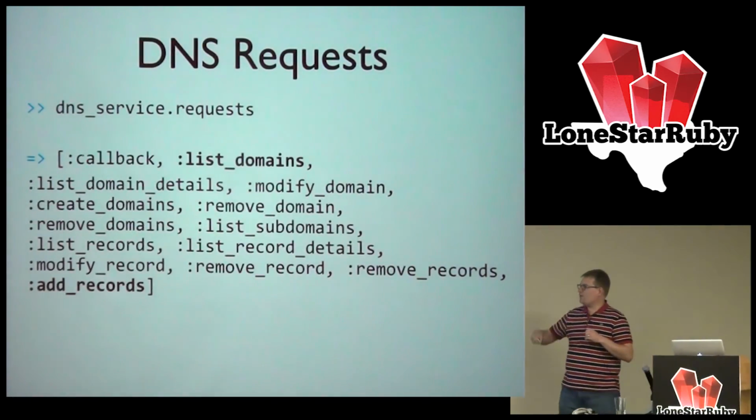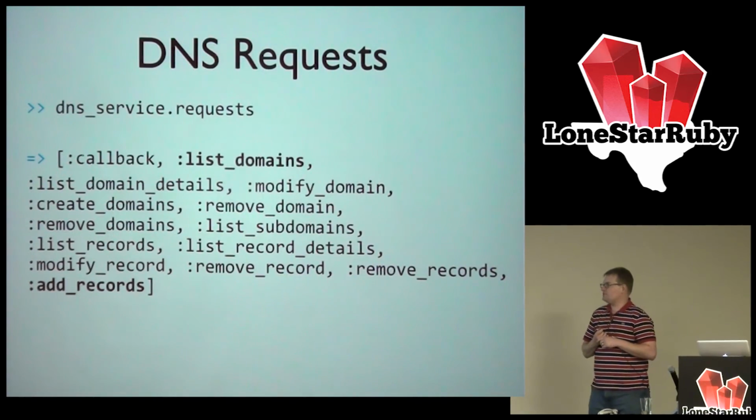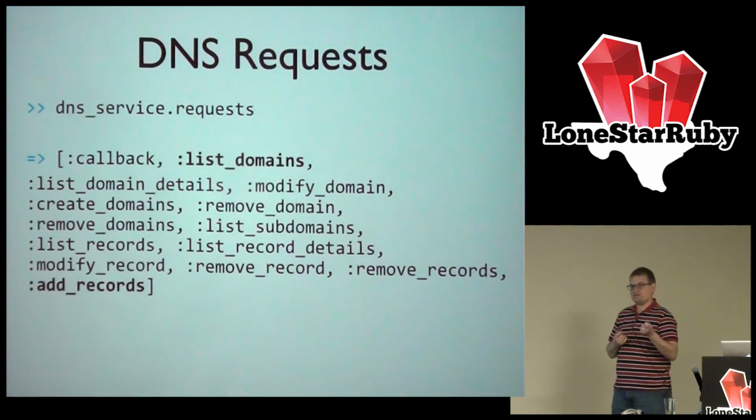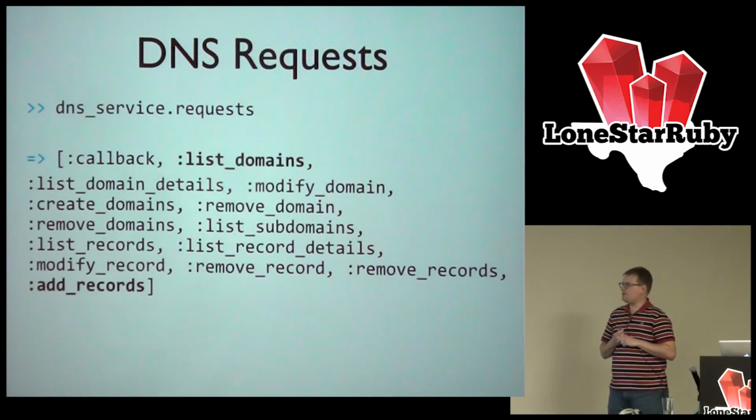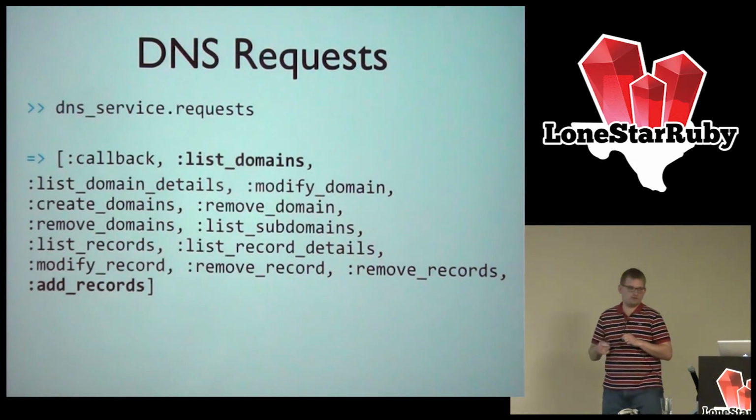So just for purposes of illustration, we are going to use the request layer to create this new record. We're going to start off again by doing DNS service.requests, and you can see a list of requests that it supports. We're going to be looking at the list domains and the add records method.